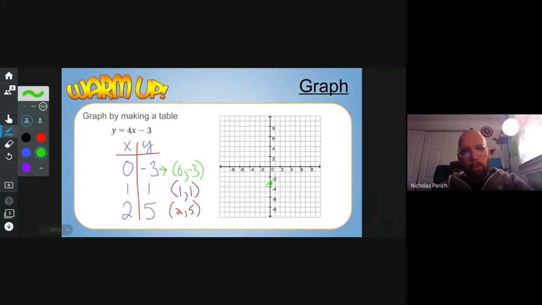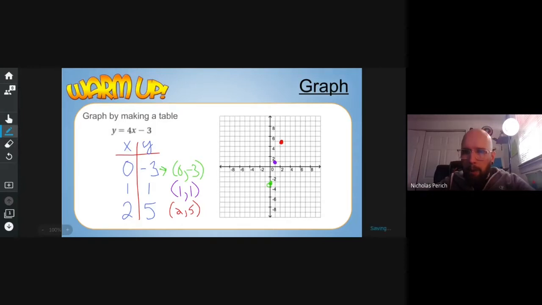Actually, this would be easier. 1, 1 means I start at 0, 0. I go right 1 and I go up 1. Put a dot there. And 2, 5 means I start at 0, 0, go right 2, go up 1, 2, 3, 4, 5. Put a dot there. Now I have my 3 dots.